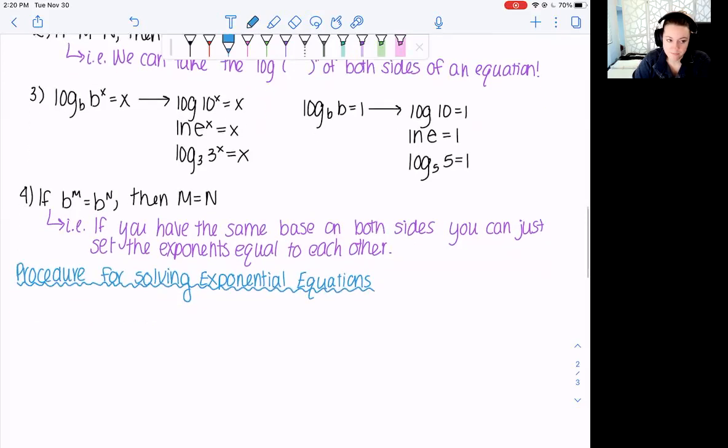All right. Procedure for solving exponential equations. This is what I'm going to do a little bit differently than I did in my last class. Okay. So your first step, when you have an exponential equation, you're looking to simplify your equation into a form where you have a base on one side and a base on the other. That's the goal at first.